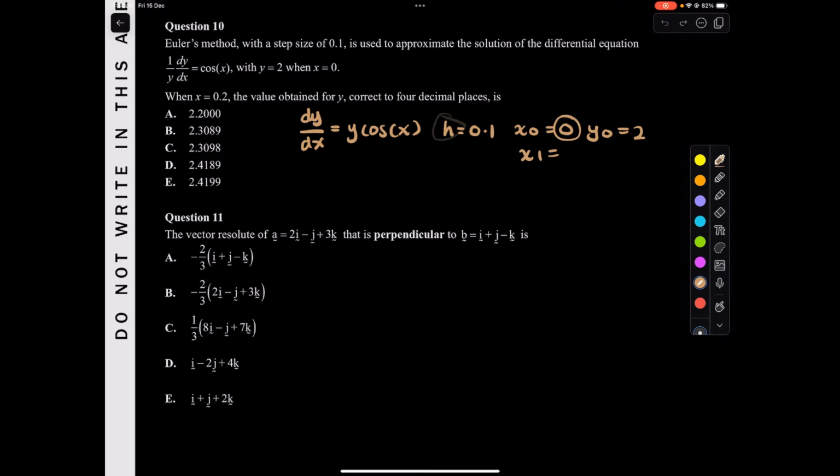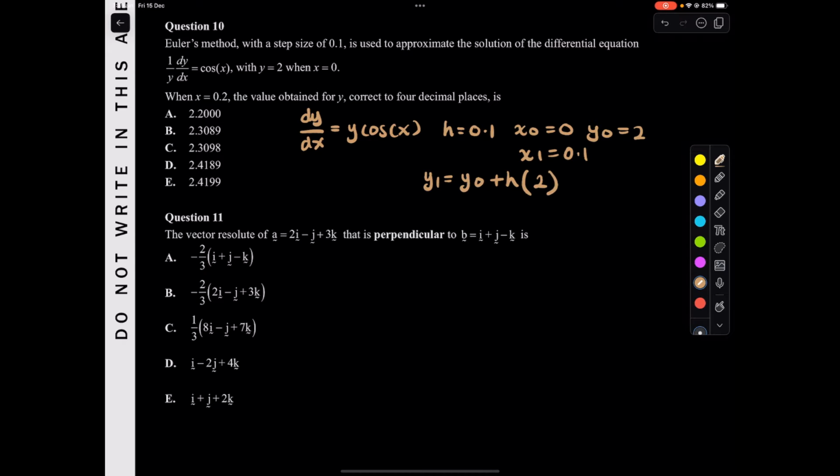It's x0 plus h, so it's just 0 plus 0.1, which is just 0.1. Great. So what's y1? This is all in your formula sheet. y1 is going to be y0 plus h times this whole dy dx, putting in all your initial conditions. So it'll be 2 cos 0. Cosine 0 is just 1 anyway.